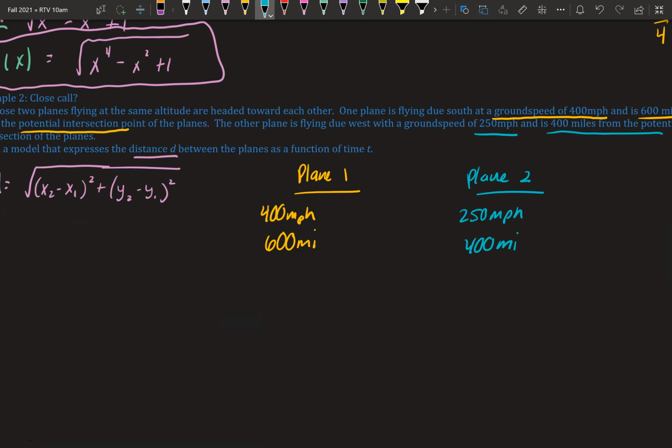This time they're going together. They're headed towards each other. So at the end of wherever they're going, they'll eventually end up towards each other.